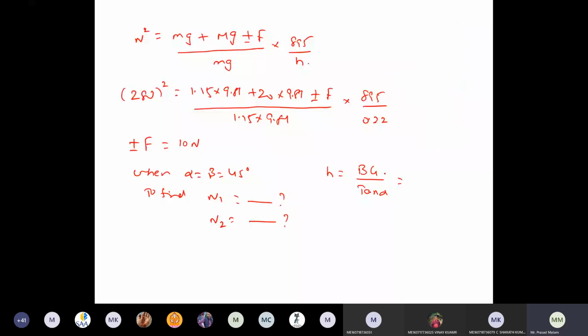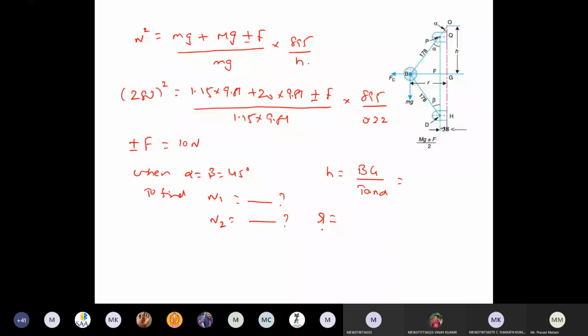What is the radius of rotation? 127. Okay, try to find out. What is BG now? Try to find BG value when alpha is equal to beta is equal to 45 degrees. So BG is unknown. Before going to BG, let us try to find the radius of rotation. How to find the radius of rotation?